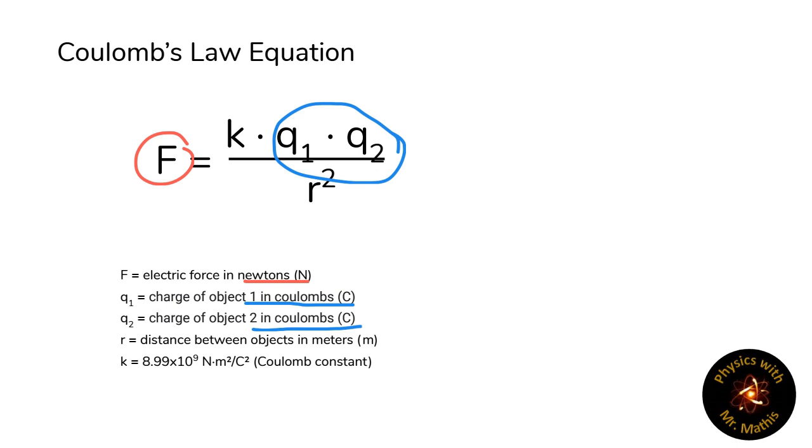The distance between object 1 and object 2 is represented by the letter R for radius, and the radius is measured in meters. And the letter K, lowercase k, is a proportionality constant called the Coulomb constant. It's always the same in this equation, and its value is 8.99 times 10 to the 9th Newton meters squared per Coulomb squared.